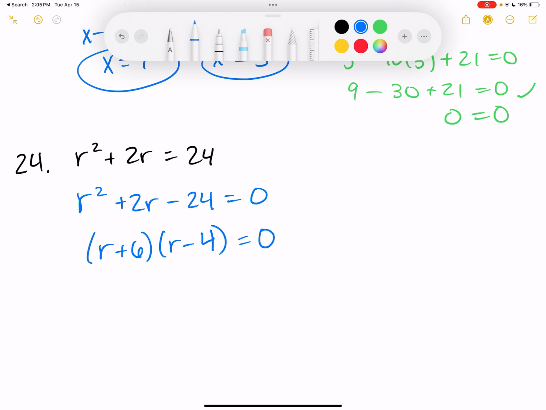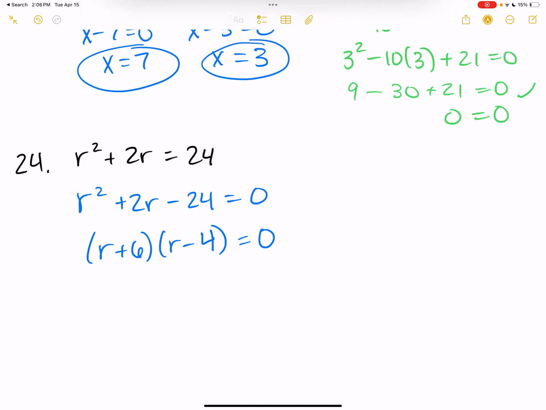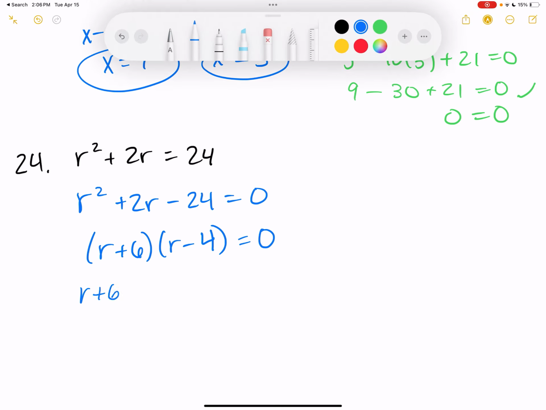So again, I can do a quick check here. 6 and negative 4 is negative 24. Plus 6r minus 4r is positive 2r. So with a quick check, I'm good. And then I set each piece equal to 0. So r plus 6 equals 0, and r minus 4 equals 0. So I get r equals negative 6 and r equals positive 4.